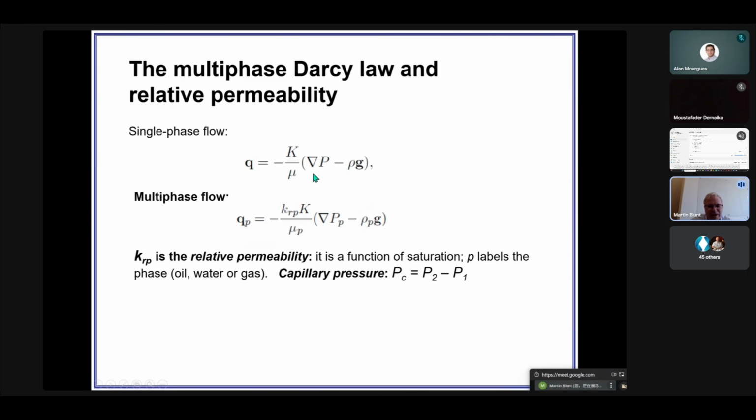There's a minus sign here because flow goes from high to low pressure. Q, although it's called the Darcy velocity, is strictly not a velocity. It's actually the flow per unit area, per unit time.